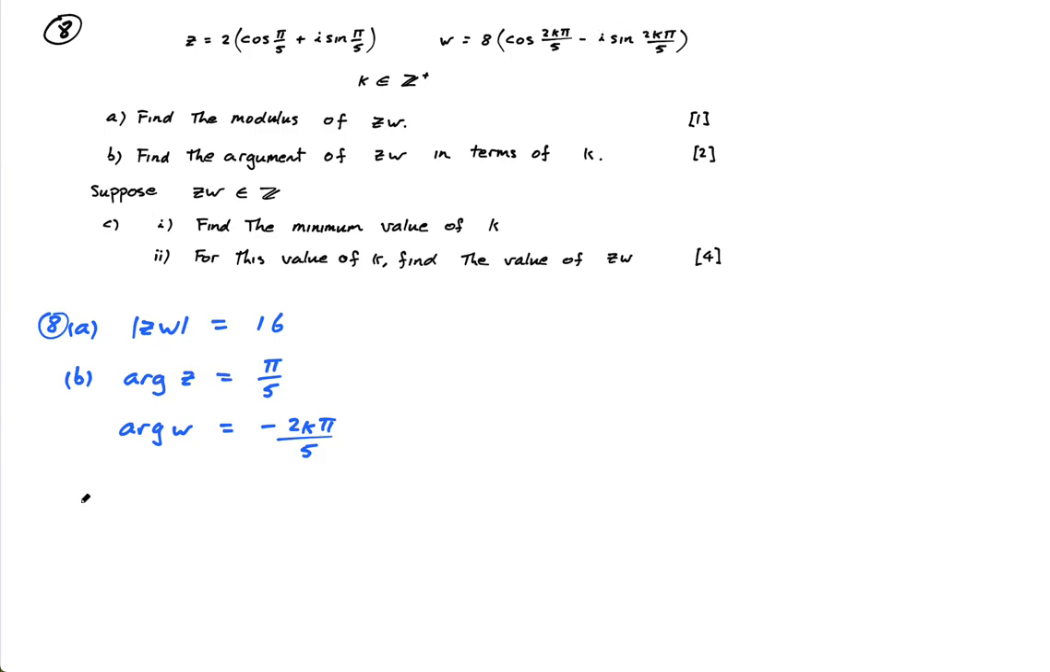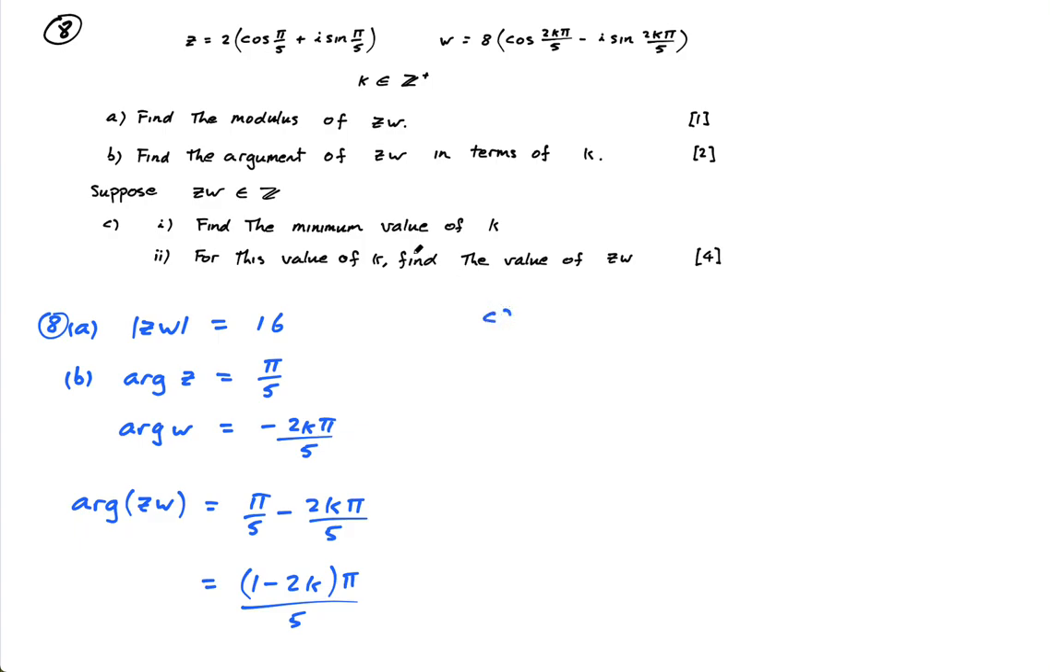Anyway, the argument of zw, all I have to do is add these two arguments. So I have pi over 5 plus minus 2k pi over 5. Let's simplify this. I can take out the pi, and it's 1 minus 2k over 5 times pi. If you left it like that, you'd be fine, because it didn't say you had to simplify it. Okay, that's part A and B.